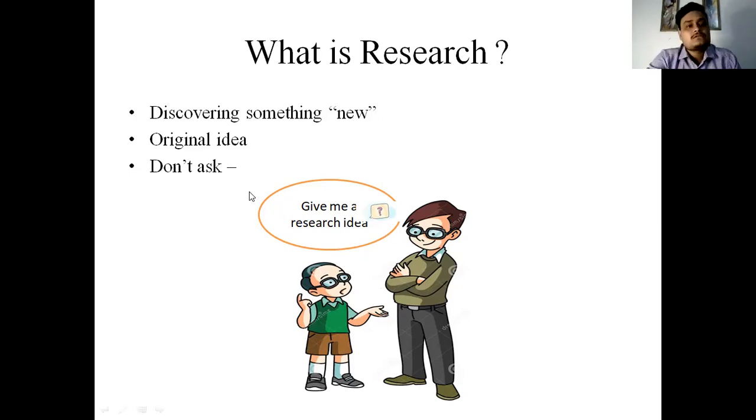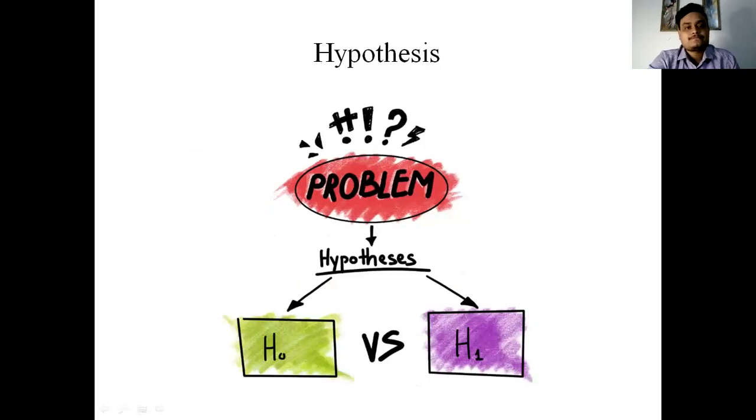So the original idea that comes to your mind only gives you an addition to the valuable literature. Now, a similar thing related to research is a hypothesis. What is a hypothesis? A hypothesis is an assumption. Something you are assuming is classified into two groups: null hypothesis and alternate hypothesis.